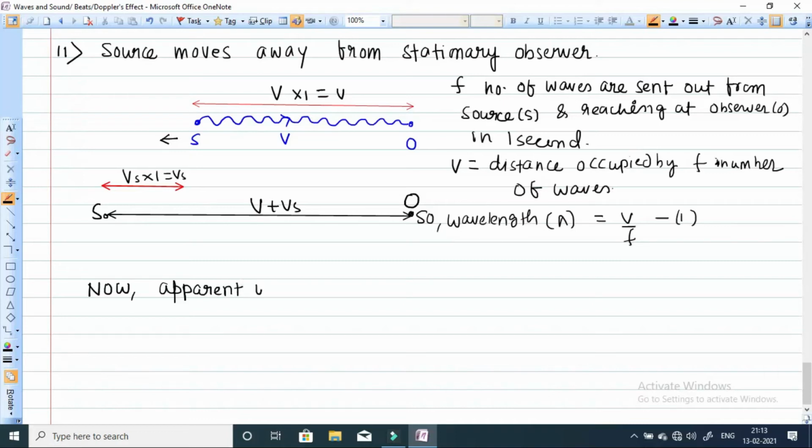Apparent wavelength, suppose I'm writing for this case is lambda dash, then it will be equal to how much? It will be equal to V plus Vs, the total number of waves that they are occupying a distance of V plus Vs after 1 second, divided by frequency. The frequency is f, means number of waves that is reaching at O per second, f.